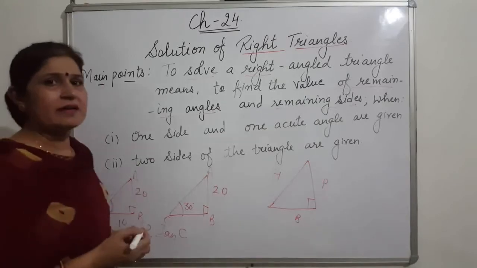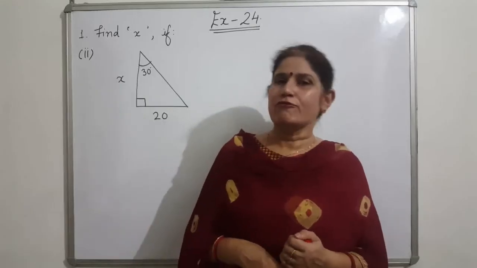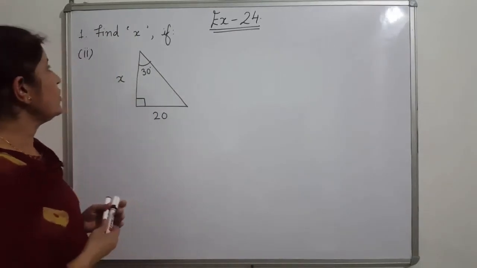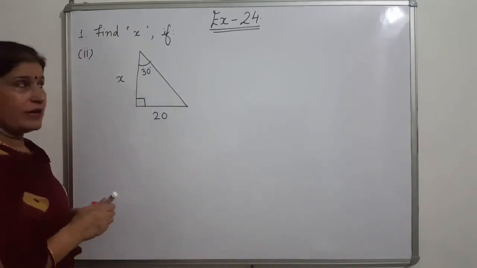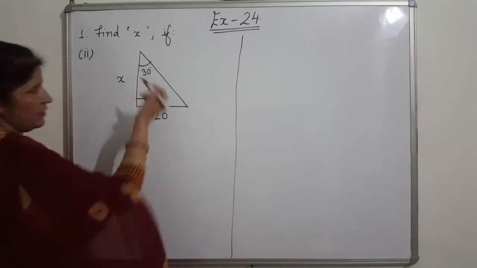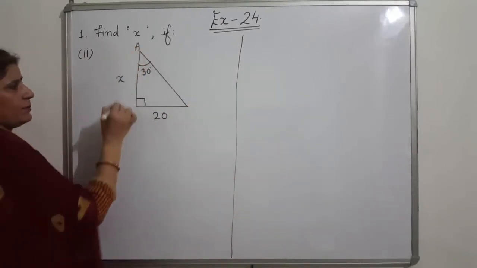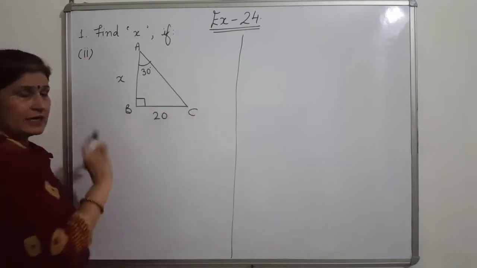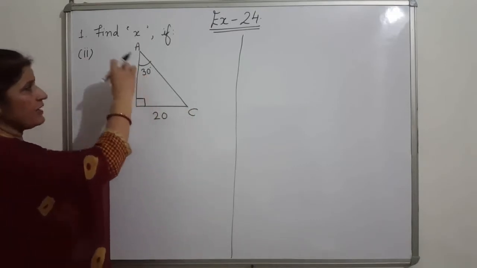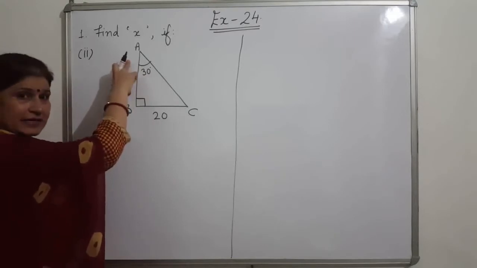Now we will start our exercise. Now, first question. In this question we have three parts. We will do second part. You have to find value of x. What is given? A right angle triangle is given. You can name it as A, B and C. In this triangle one side is given, acute angle is given, and you have to find length of another side.